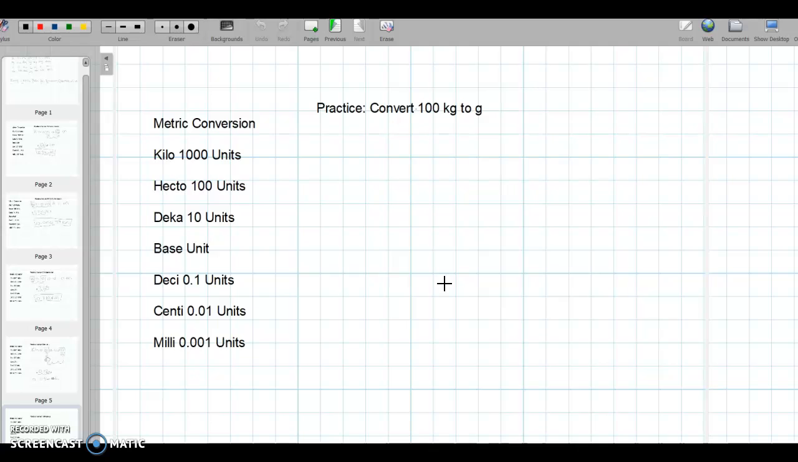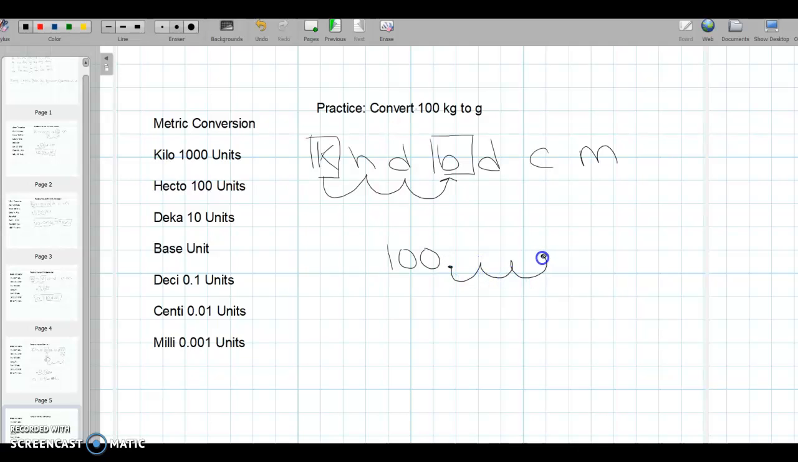All right, convert 100 kilograms to grams. So, King Henry died by drinking chocolate milk. We are at kilograms, so we are here. We are trying to get to our base unit of grams. So 1, 2, 3 is where we're going to move the decimal. So we start with 100. That decimal is right here. So we go 1, 2, 3. That decimal is now right there. We add in the zeros. So we have 100,000 grams. Okay?